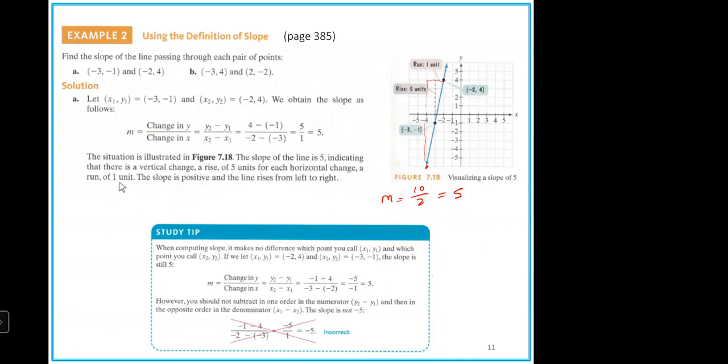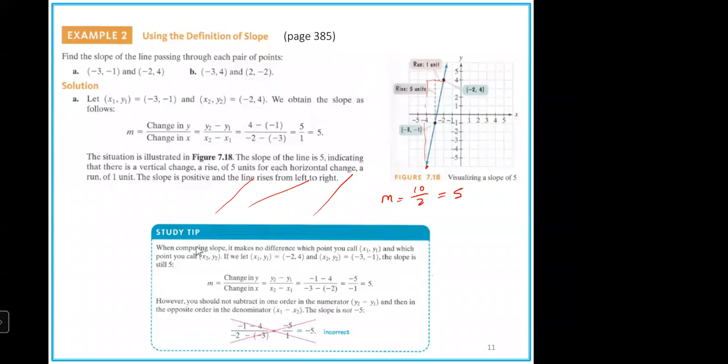And what's this? A run of 1 unit. Okay, so for every 5 units you move vertically, your horizontal change is 1 unit across. Now it says the slope is positive and the line rises from left to right. So lines that run from left to right, upward, have a positive slope. Okay, so that's the indication of a positive slope. When it runs from left to right, it's running upwards.